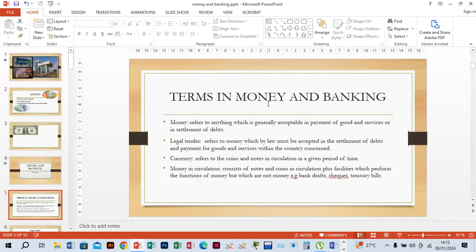For example, back then when we used to use commodities or goods during barter trade, the goods were the medium of exchange. So it was also considered as money since it performed the same functions of money. So money is a legal tender. And when I talk of a legal tender, what do I mean? A legal tender refers to money which by law must be accepted in the settlement of debt and payment for goods and services within the country concerned.